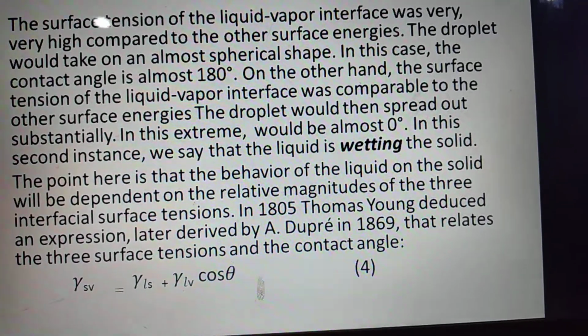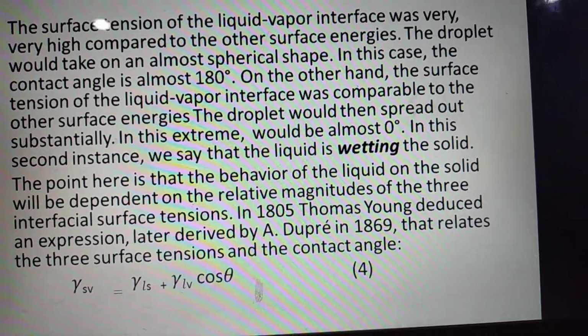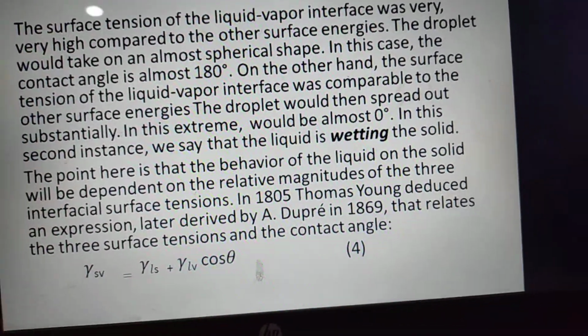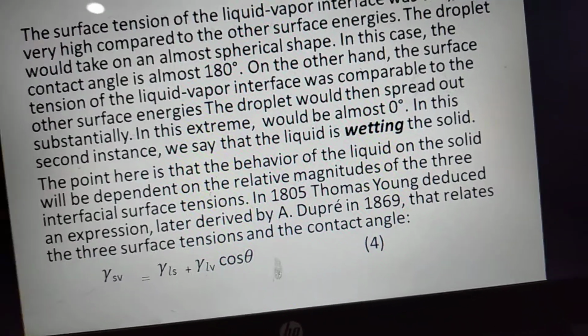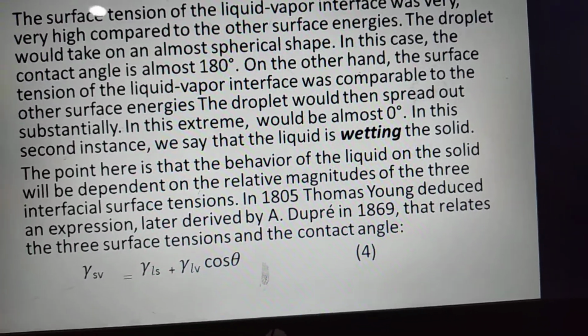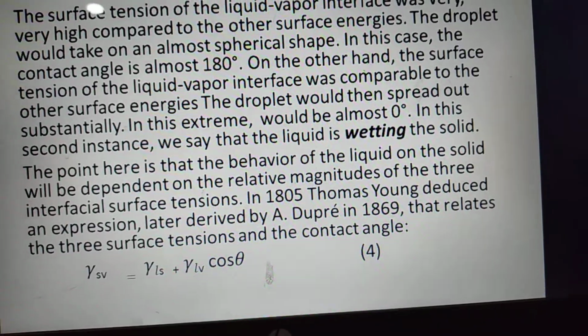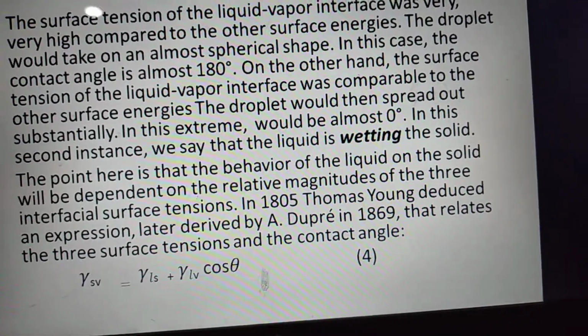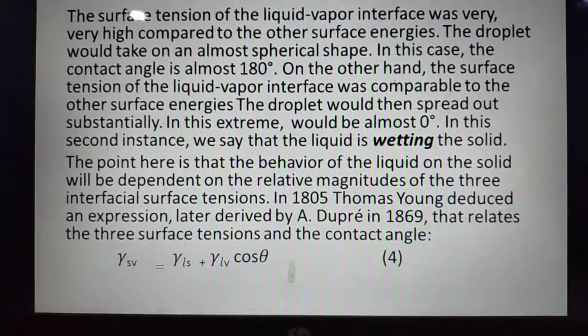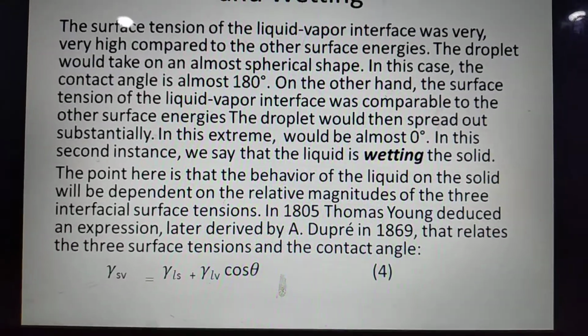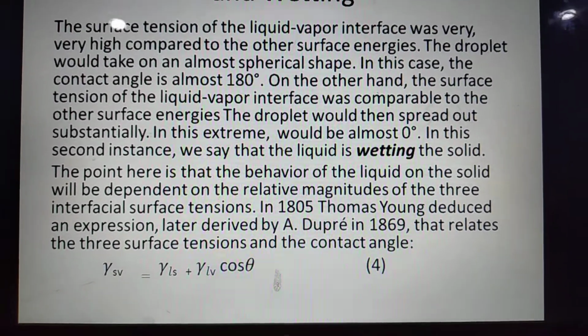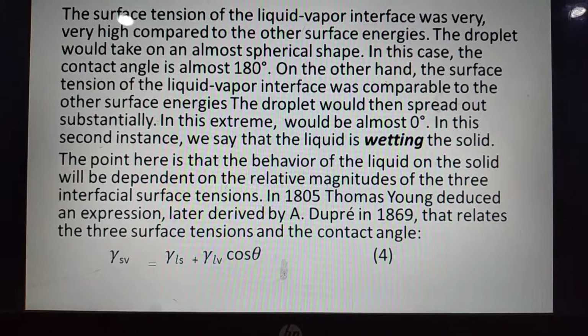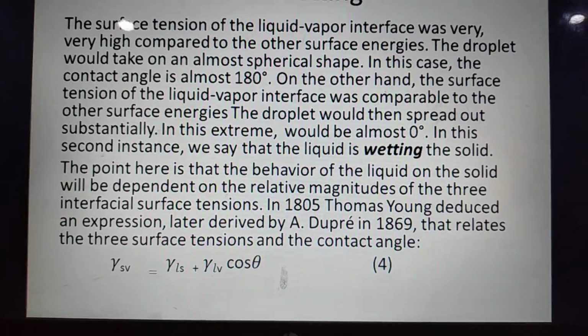When the angle becomes 0 degrees, the liquid spreads over the solid; this is the wetting phenomenon, where the liquid is wetting the solid. The behavior of the liquid on the solid depends on the relative magnitudes of the interfacial surface tensions.